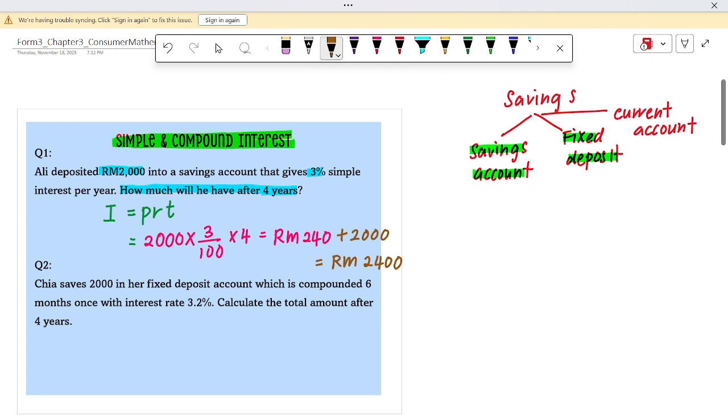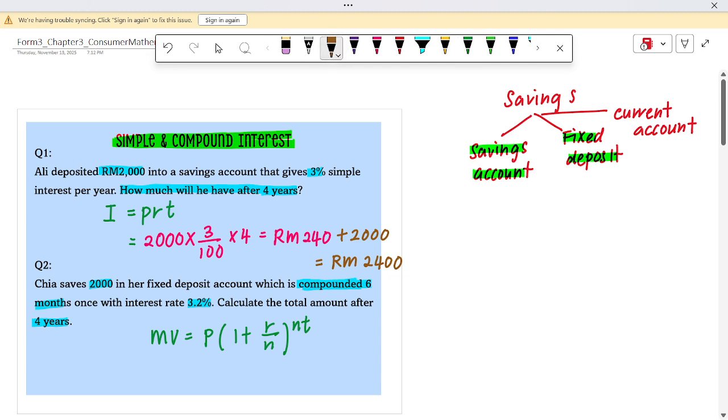Second one, Chia saves 2,000 in her fixed deposit account, which is compounded once every 6 months with interest rate 3.2%. Calculate the total amount after 4 years. If you can see the word compounded, we are going to use compound interest here. This is the principal. When it comes to compound interest, we are going to use the formula MV, matured value, equals P bracket 1 plus r over n bracket nt.